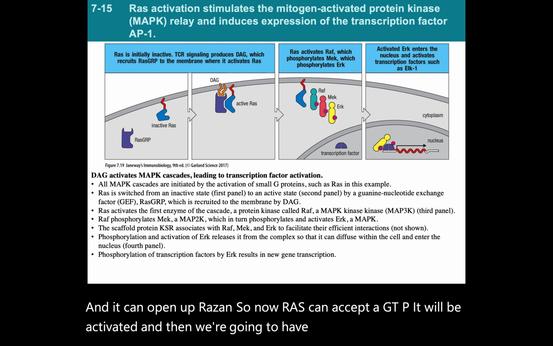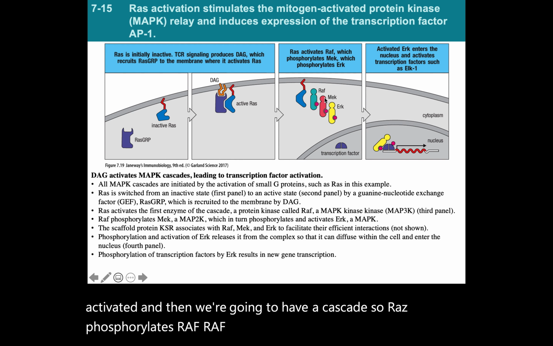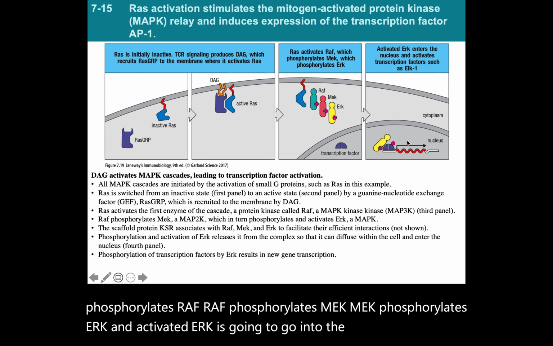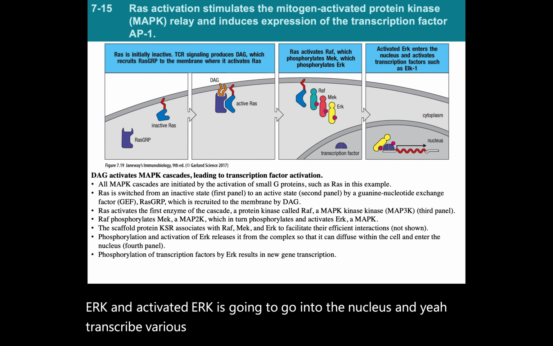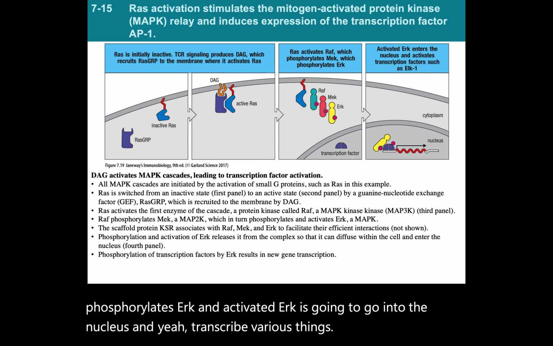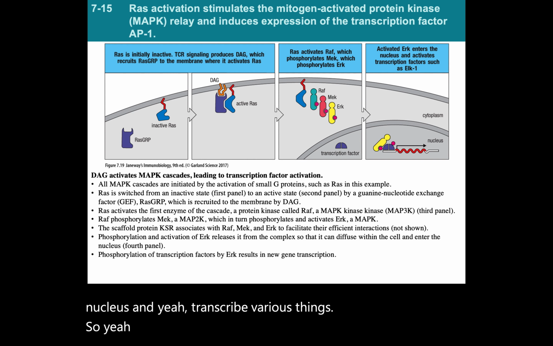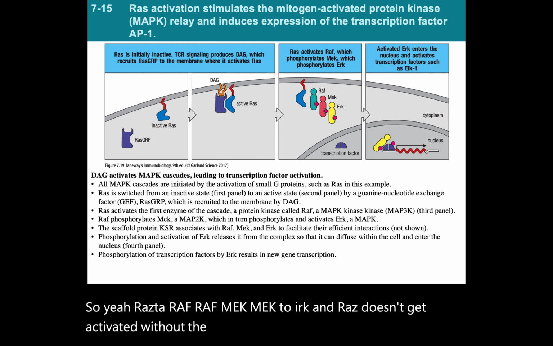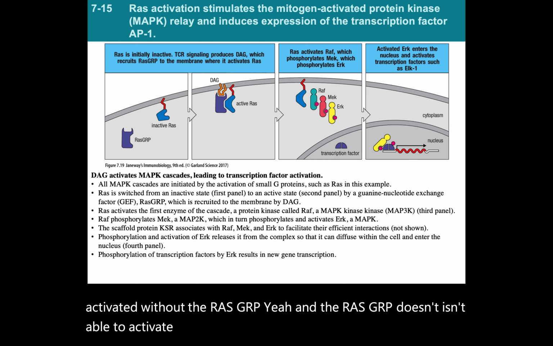So RAS phosphorylates RAF. RAF phosphorylates MEK. MEK phosphorylates ERK, and activated ERK is going to go into the nucleus and transcribe various things. RAS to RAF, RAF to MEK, MEK to ERK. And RAS doesn't get activated without the RAS-GRP. And the RAS-GRP isn't able to activate it without diacylglycerol, which doesn't exist unless you've had phospholipase C activity.